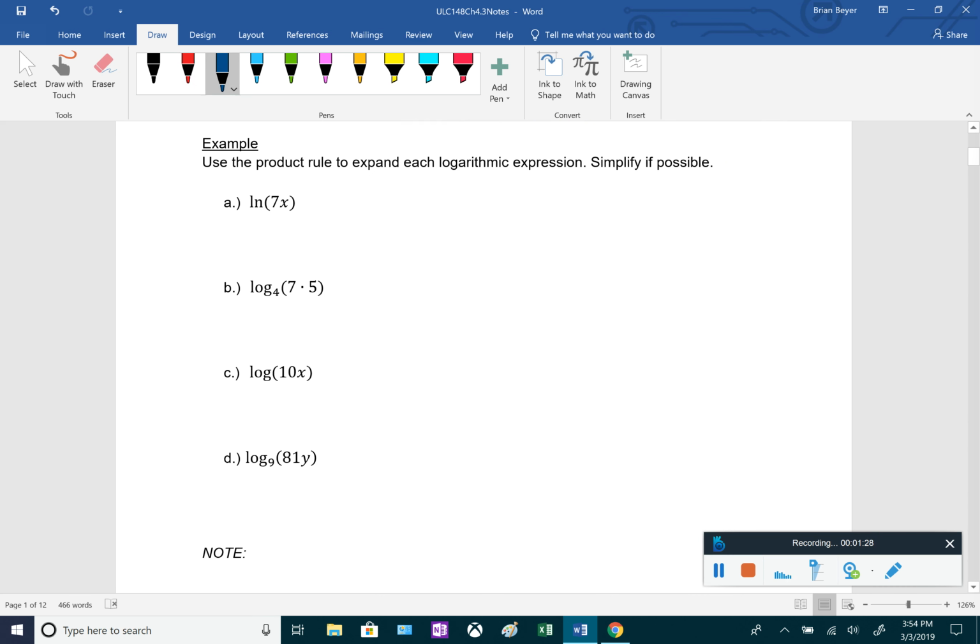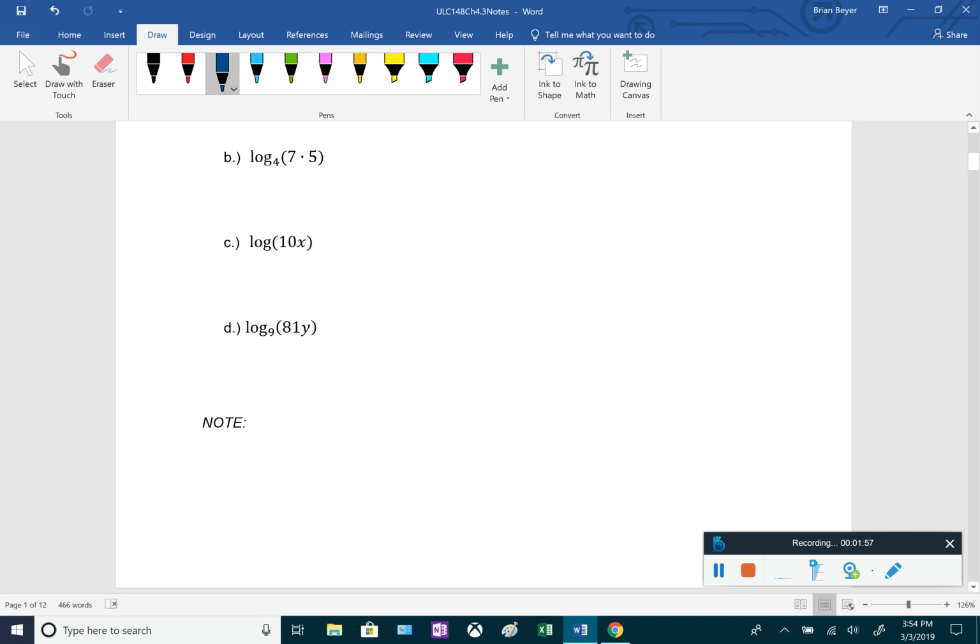Let's use the product rule to expand each logarithmic expression and then simplify if possible. We have ln of 7x. By now we know that ln is log base e, the natural log. So ln of 7x equals, since they're being multiplied, 7 times x, ln of 7 plus ln of x. We give each one of those factors its own log, and we separate it by addition.